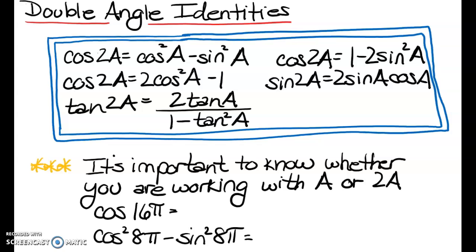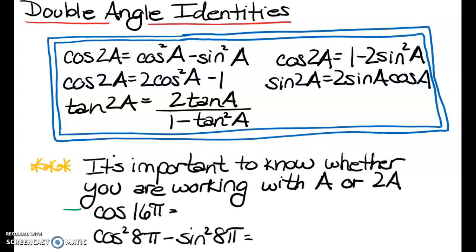And just as a reminder, cosine of 2a has 3 identities. Sine of 2a has 1, and tangent of 2a has 1. I just want to point out that it's really important to know whether you're working with a or 2a. A and 2A have the possibility of being in 2 different quadrants, and you do need to understand which quadrant they're in. So I'm just going to do a really quick 2 examples of working with A and working with 2A and the difference here.